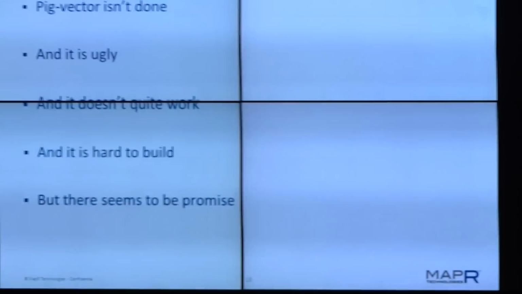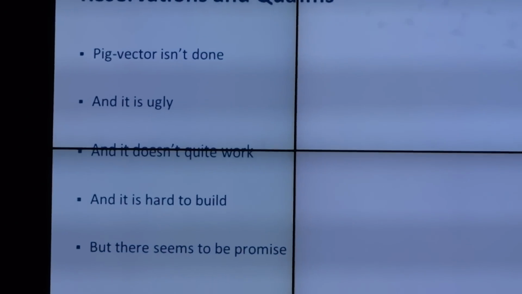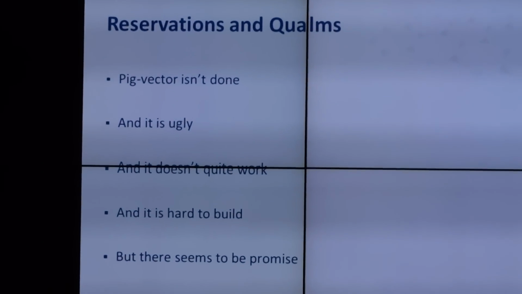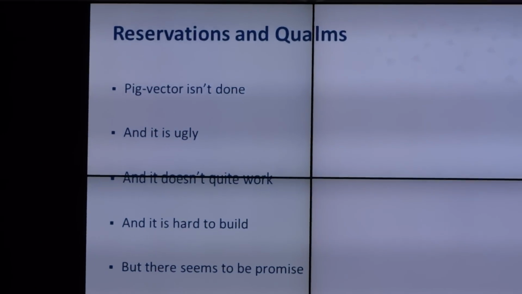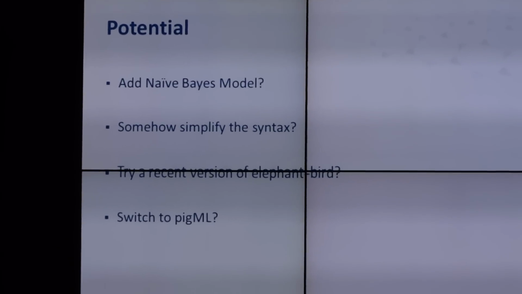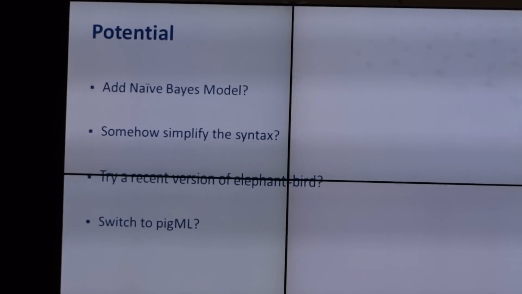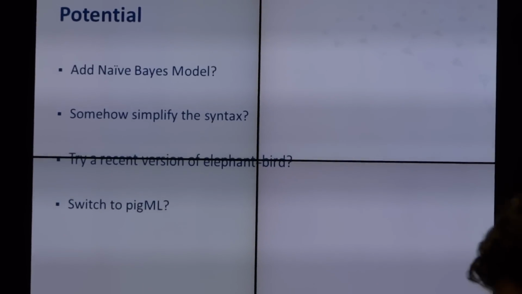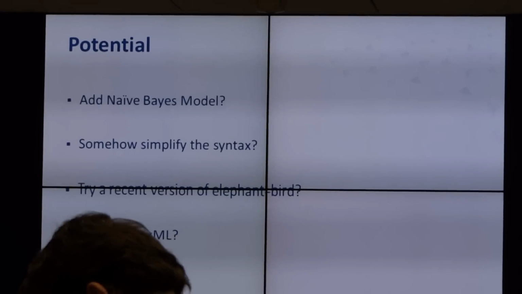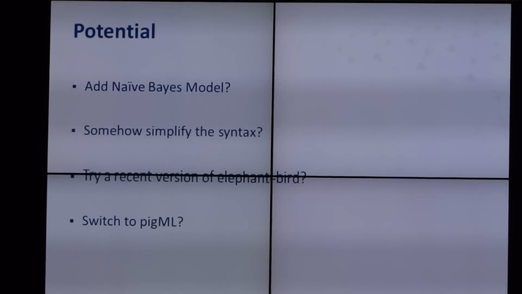This probably is not a 0.8 thing. It might be a 0.10 thing. Or it might be a 0.8 thing if there's somebody out there who is all excited about this and wants to work with me on it. We ought to be adding more models. We ought to simplify the syntax. We ought to use a new version of Elephant Bird, or maybe we ought to throw it away and use PigML. But there's a real roadmap of things that need to be done there.